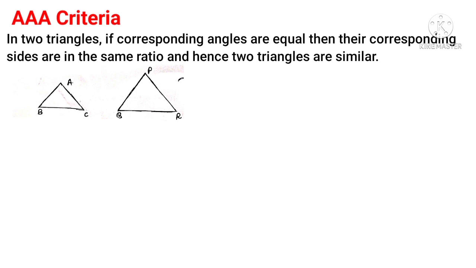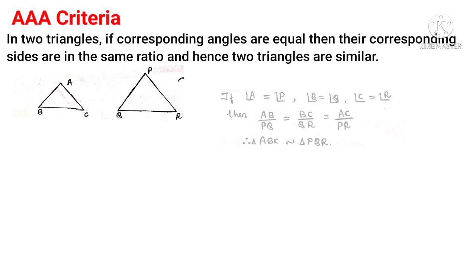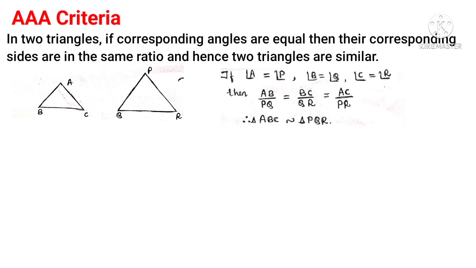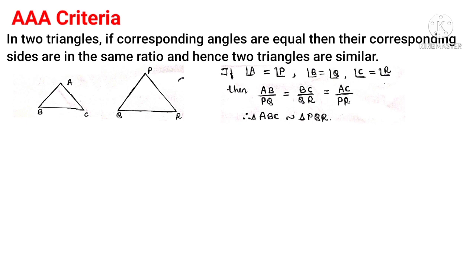Here we have considered the two triangles ABC and PQR. Here angle A is equal to angle P, angle B is equal to angle Q, and angle C is equal to angle R. Then we can write AB by PQ is equal to BC by QR is equal to AC by PR, and hence the triangle ABC is similar to PQR.